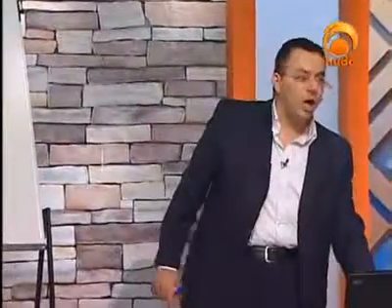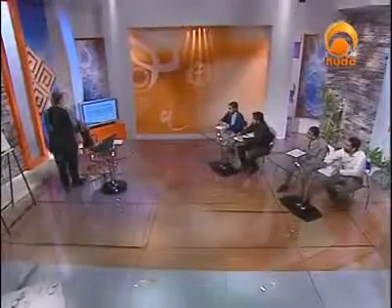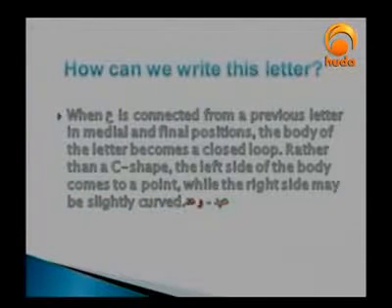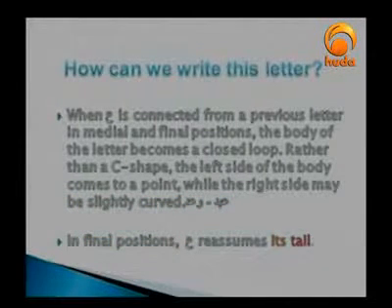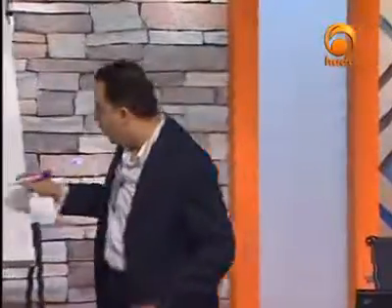So this is in the initial position. When it comes in the medial position, can you give me an example, please? You can say Baad. Well, let me just read what the slide says. When Ain is connected from the previous letter in the medial and final positions, the body of the letter becomes a closed loop. Rather than a C shape, the left side of the body comes to a point, while the right side might be slightly curved. Okay, well, I can tell you something like baad, which means after. Here it is.